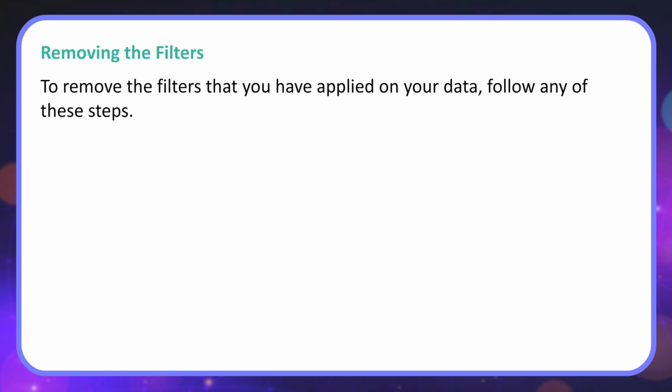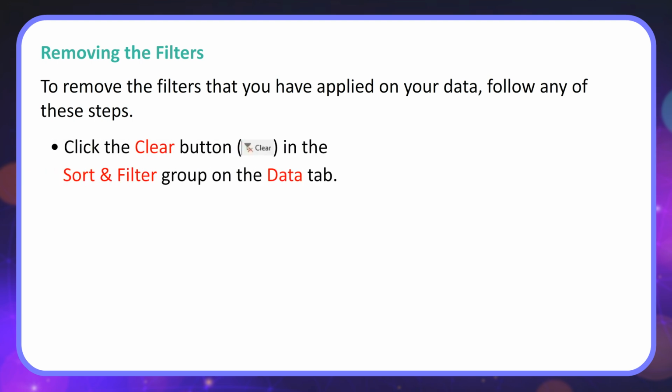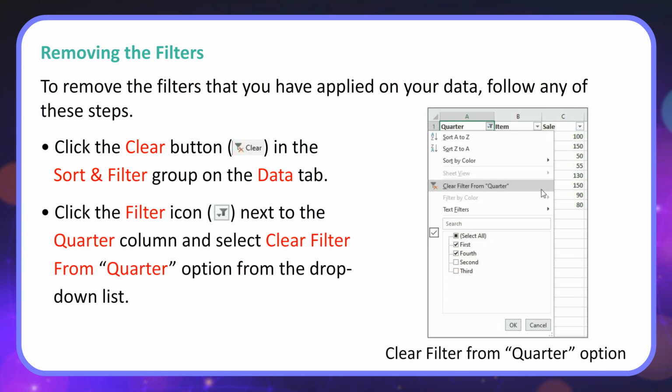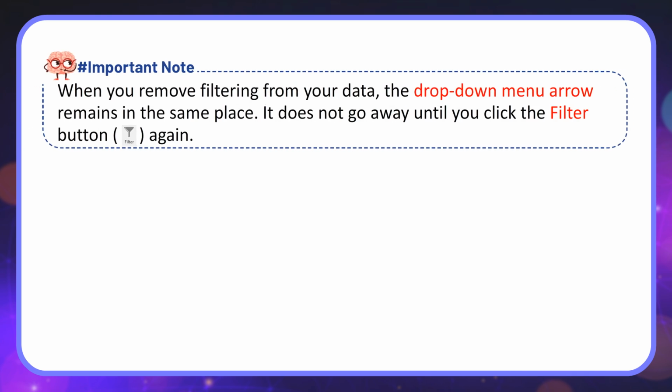Removing the filters. To remove the filters that you have applied on your data, follow any of these steps. Click the Clear button in the Sort and Filter group on the Data tab. Click the filter icon next to the quarter column and select Clear Filter from Quarter option from the drop-down list. Clear Filter from Quarter option. Important note: when you remove filtering from your data, the drop-down menu arrow remains in the same place. It does not go away until you click the Filter button again.